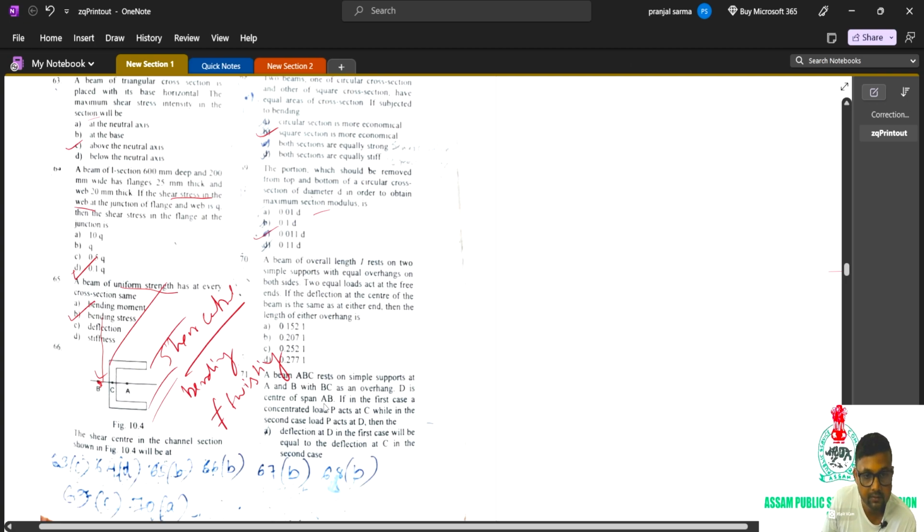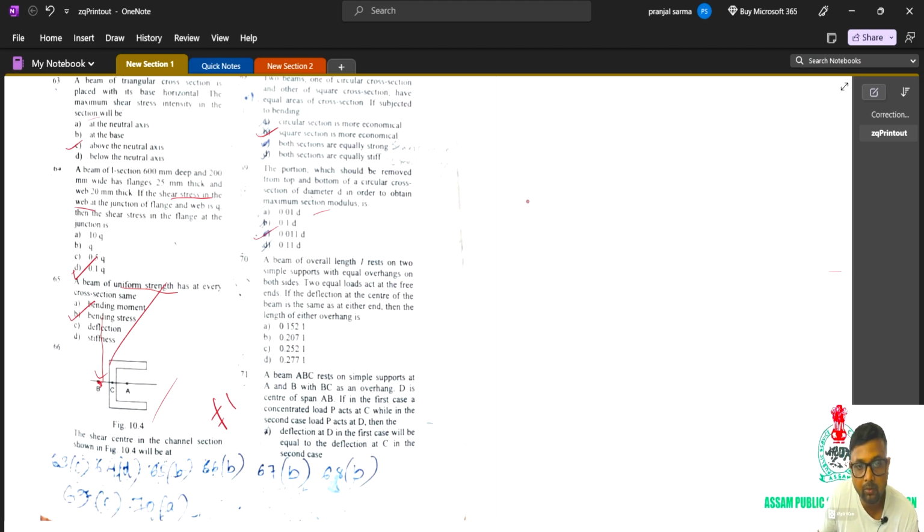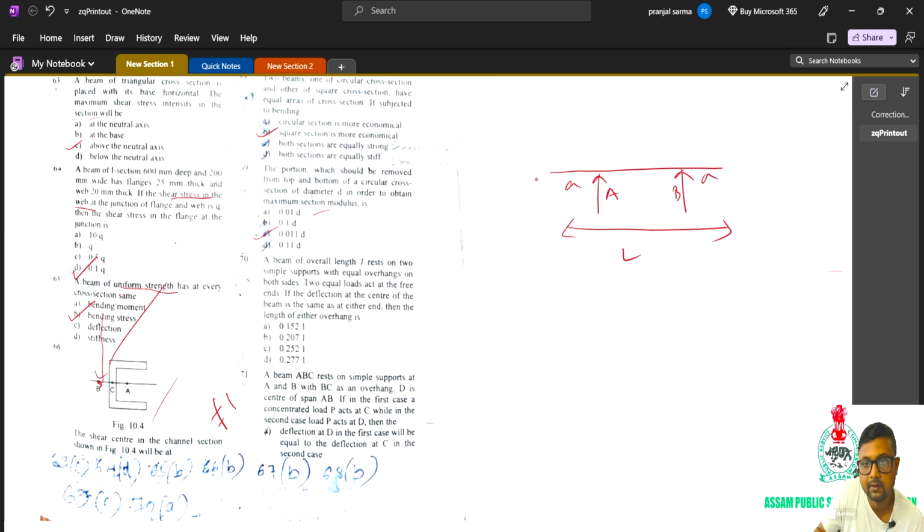Next question is: a beam of overall length L rests on two simple supports, with equal overhangs. Points A, B, C, D. Two equal loads P act at the free ends. If the deflection at the center of the beam is the same as at the free end. Suppose this is the center of the beam, E.